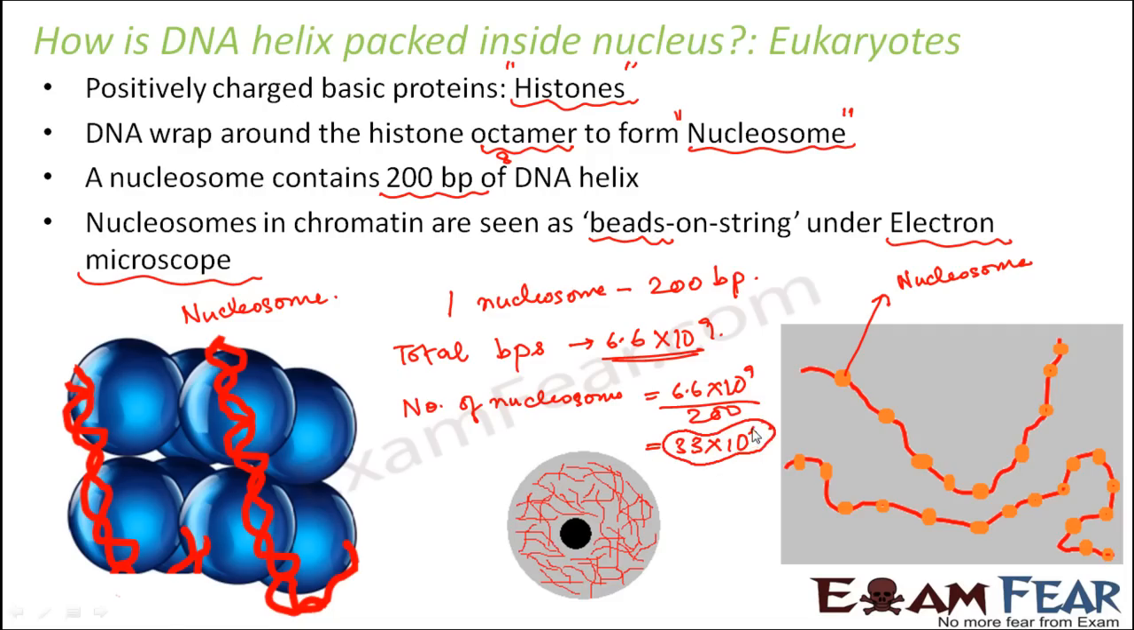So these many nucleosomes will be present in a cell, and each of these nucleosomes will appear as a bead, and that is why this structure is often known as beads on a string, because chromatin appears as a string and the nucleosomes appear as beads. So this is how DNA is packaged inside the nucleus. And later during cell division, this chromatin condenses together to form the chromosomes.